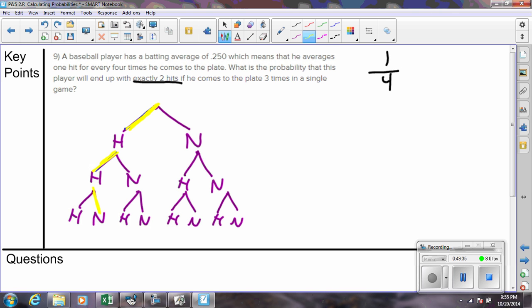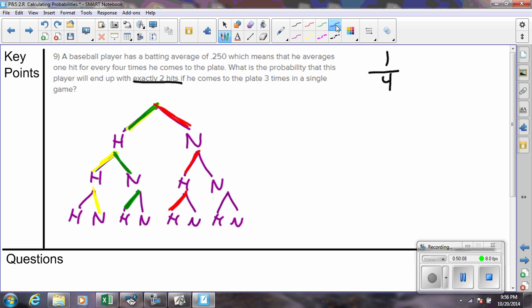He could have hit. I'm going to switch colors here. Then he could have a hit, not a hit. Well, he'd have to have a second hit then. Or you also have the possibility that he could have no hit, get a hit, get a hit. These are the only 3 ways, the only 3 paths that lead to getting exactly 2 hits.